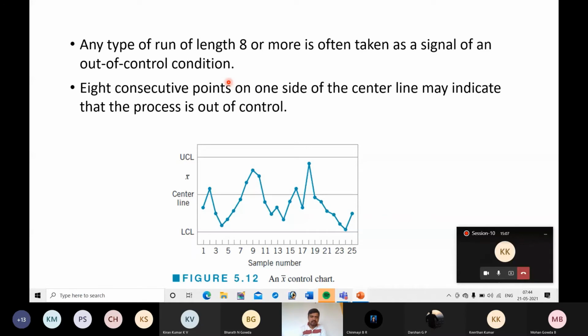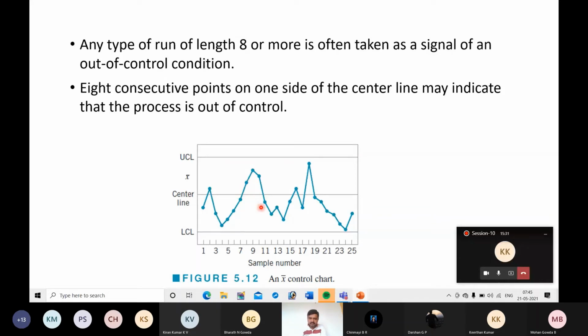8 consecutive points on one side of the center line may indicate that the process is out of control. So even if they are not a run up or run down, if there are 8 consecutive points, that means one after the other, you can consider like this: 1, 2, 3, 4, 5. So there are 5 below, but then here are points above the center line.